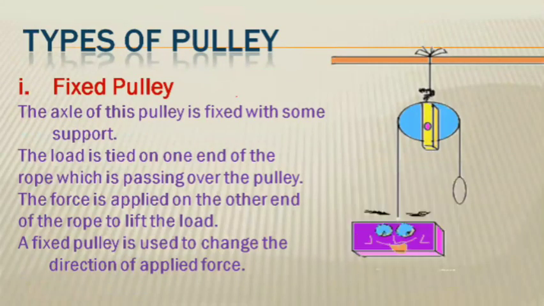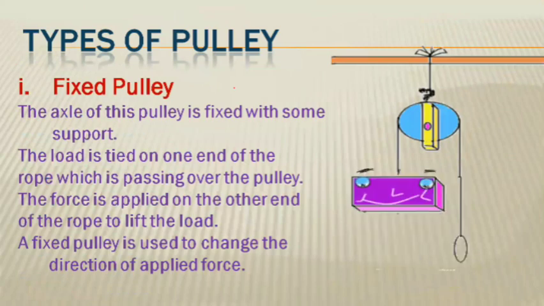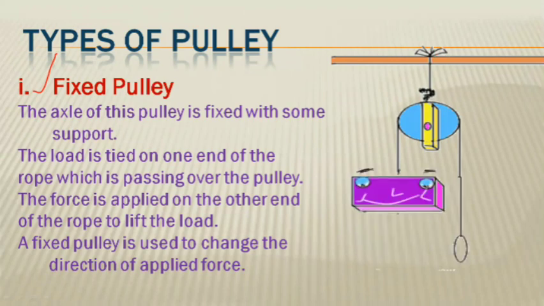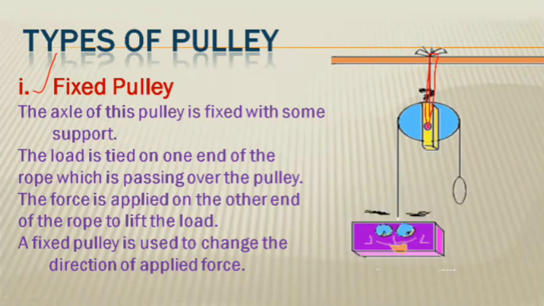Now we will talk about types of pulleys. This is very important because somewhere we use a fixed pulley, somewhere we use a movable pulley, and somewhere we use both of them. First of all, we'll see the fixed pulley. In a fixed pulley, the axle of the pulley is fixed to some support. Look, for example, this is fixed with this support. This is its axle and this is its pulley. The load is tied on one end of the rope passing over the pulley, and on the other side we apply the force.